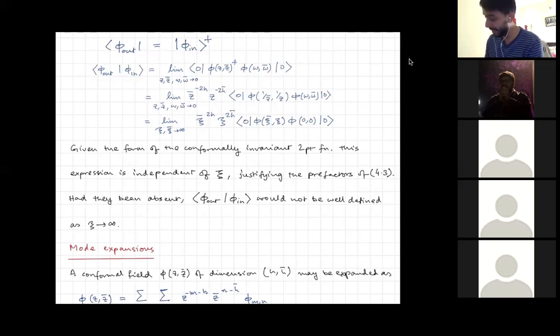Okay, so this is z bar and omega bar going to 0 of this guy, right? Now you have this phi dagger here and phi here. So we are going to define things in the usual way, in the way that we have done before. So phi dagger of this guy is going to be given by an expression like this with these prefactors in front of it.